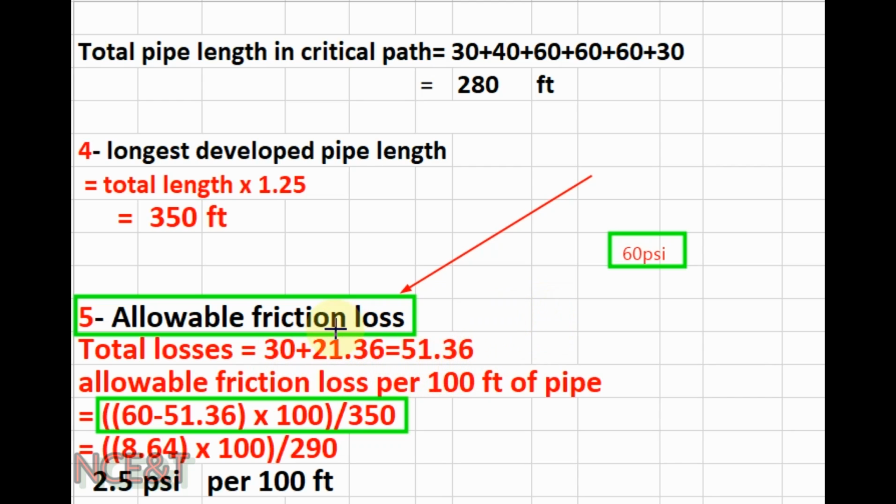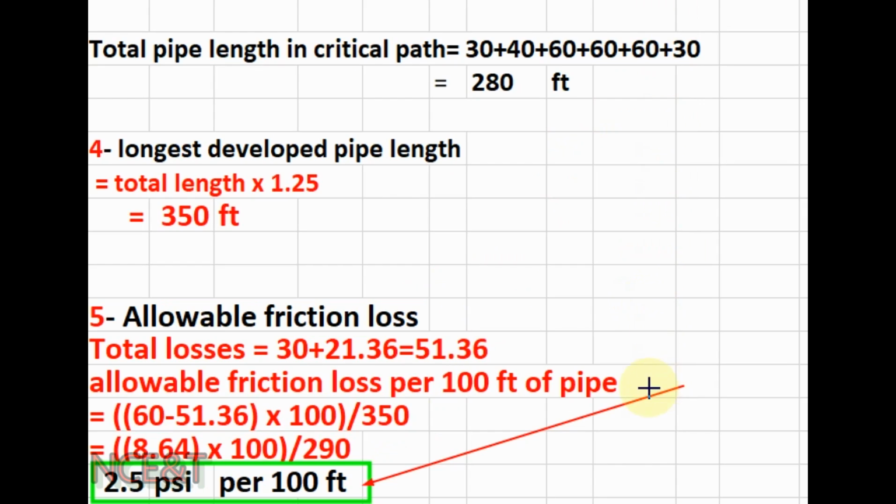Then we will calculate the allowable friction loss by this formula: total available pressure minus total losses, into 100, divided by the longest developed pipe length. In our case, it will be 60 minus 51.36, into 100, divided by 350. Then we will have the allowable friction loss equal to 2.5 psi per 100 feet. Now we can use this 2.5 psi per 100 feet pressure drop rate to select the pipe sizing for this building.